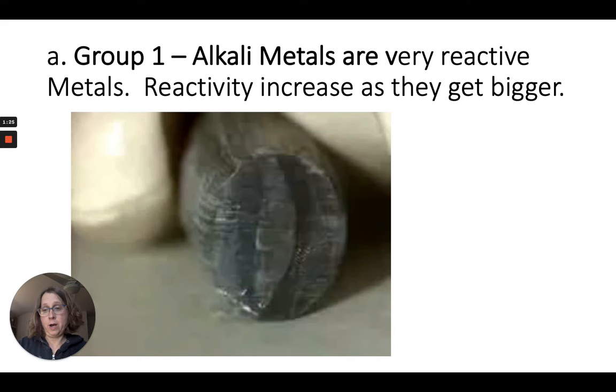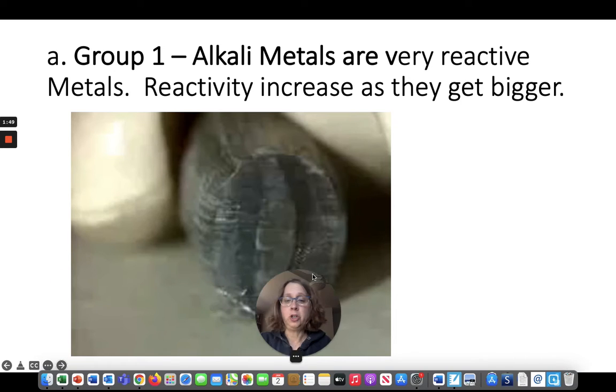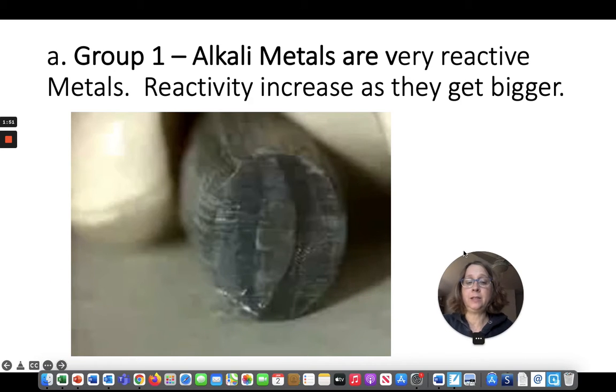So group 1, which is given the special name alkali metals, starts with lithium, followed by sodium, potassium, and so forth down that first group on the periodic table. Alkali metals are very reactive metals, and reactivity increases as they get bigger. In other words, as you go down the column. Let's watch a little video here to show you the similarities of the metals in this family.